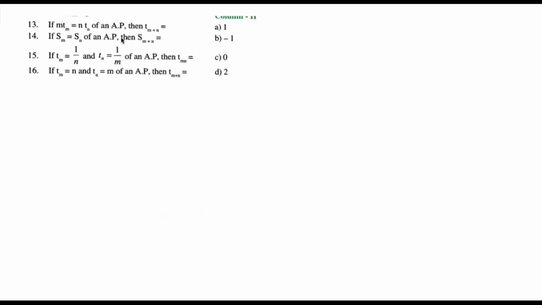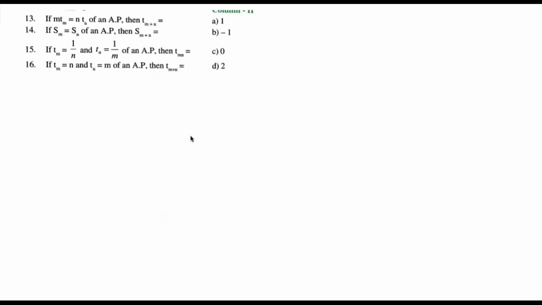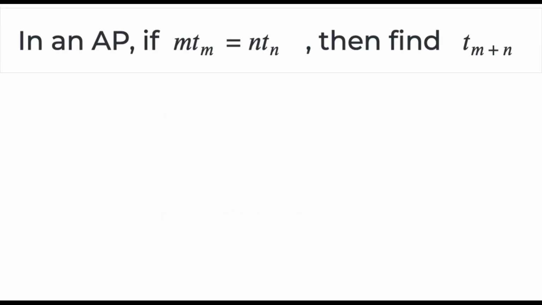In such cases, if you know only the basic stuff, you can still do it. For example, in all of these cases, I will assume a and d, a to be the first term and common difference. I will write this as m into a plus m minus 1 into d equals n times a plus n minus 1 into d.